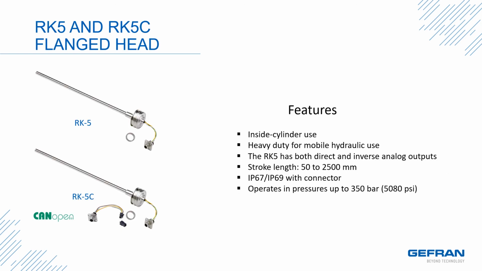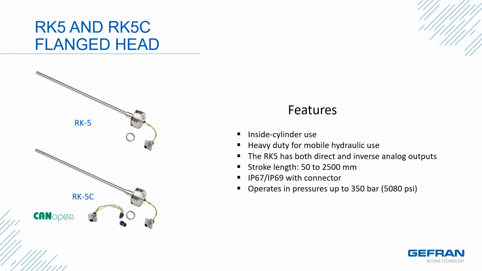The RK5 series is a flanged head analog transducer designed for the mobile hydraulic market. It installs completely inside oil pressure cylinders. Its unique design, plus a wide range of cursor configurations, ensures easy installation and total compatibility with cylinder manufacturer specifications. It is highly resistant to shock and vibration and designed for heavy-duty use. It has great linearity, hysteresis, and repeatability.